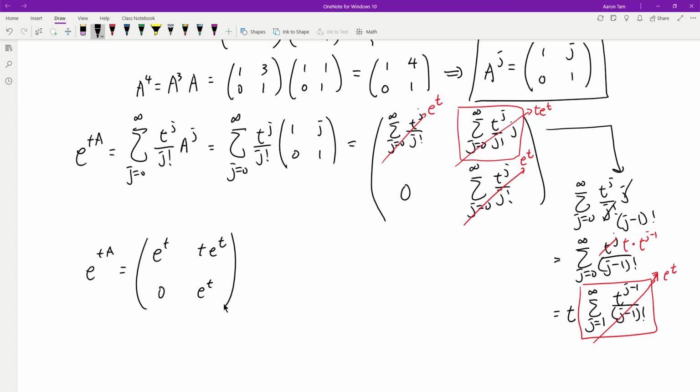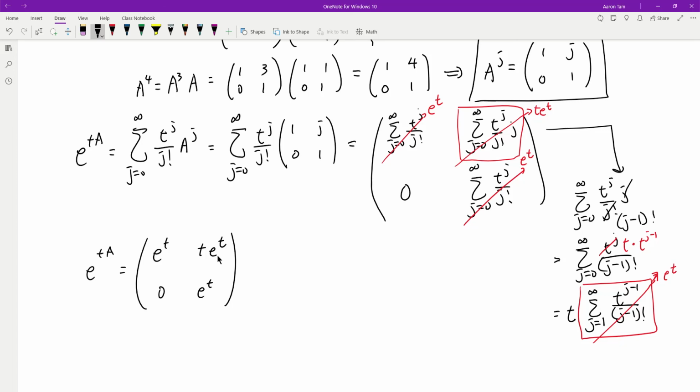And surprise, surprise, if you think about it, does it make sense to have a t e to the t? Actually, it makes perfect sense, because if you think about this matrix A right here, notice that this matrix A actually has a repeated eigenvalue of 1. If you don't believe me, you can try that out. Then it makes sense to have a term like t e to the t because of a repeated eigenvalue. Of course, it's not as simple as that, but it makes sense to have that term.